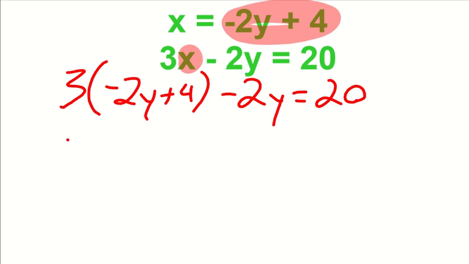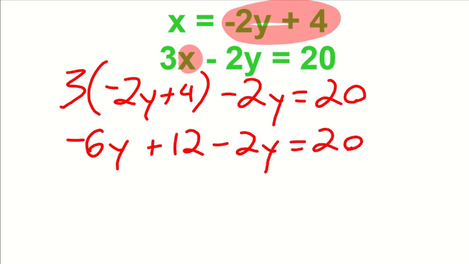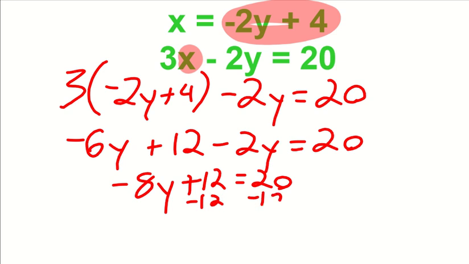I distribute, so that's -6y plus 12 minus 2y equals 20. Signs are the same, so I'm going to add those together. I got a -6 and a -2, so that makes a -8y plus 12 equals 20. I subtract, so I got -8y equals 8. What's 8 divided by -8? -1. So y equals -1.